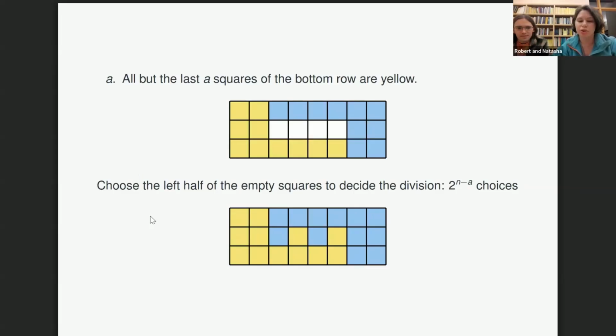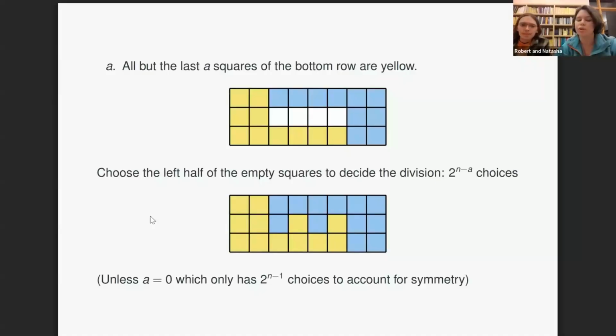Great. So this is true unless a equals 1, in which case we only have 2 to the n minus 1 choices, because now, instead of using group theory, we'll account for the symmetry over the y-axis by insisting that the first square in the middle row be yellow.